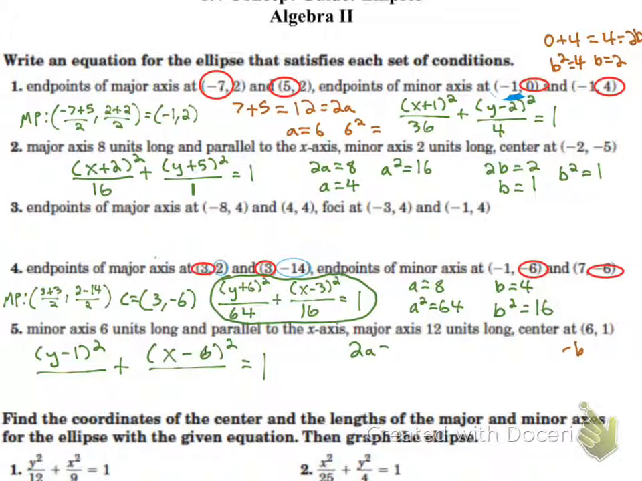It gave me that my major axis is 12 units long. 2a equals 12, so that means a equals 6, which means a squared equals 36. I knew it was underneath y because it told me my minor axis is parallel to the x-axis. So my minor axis is horizontal. Then it's 6, so that gives me 2b is 6. So b is 3, so b squared gives me 9. Okay.